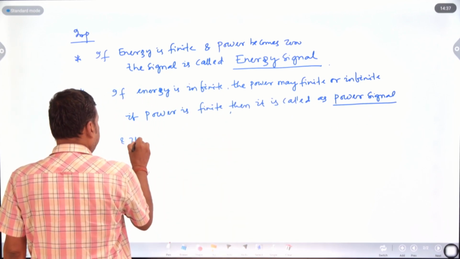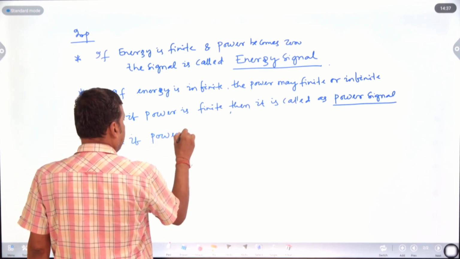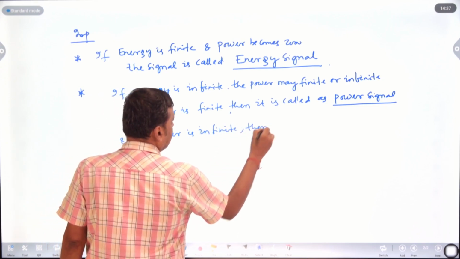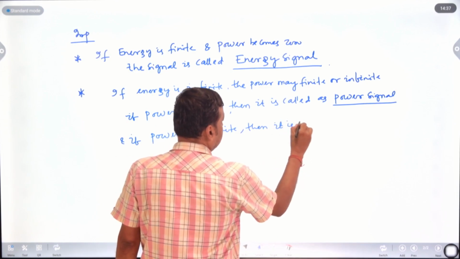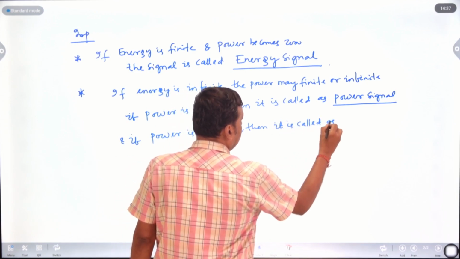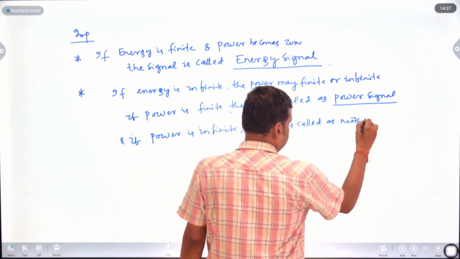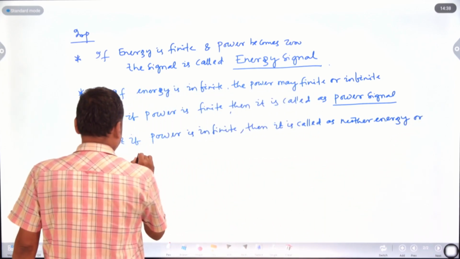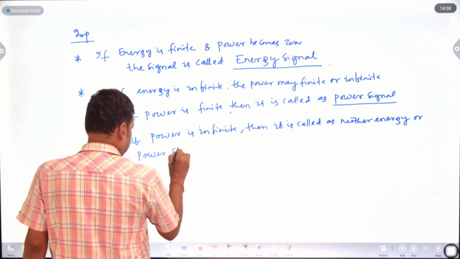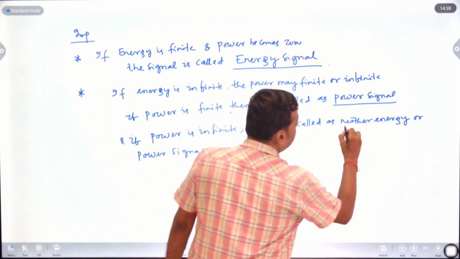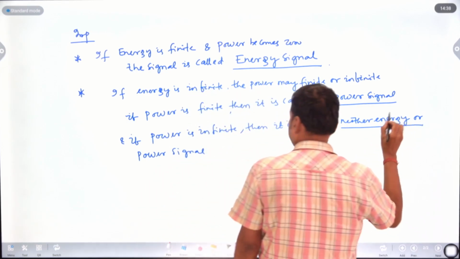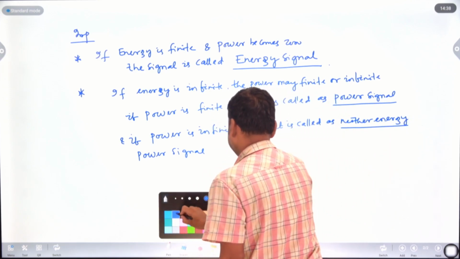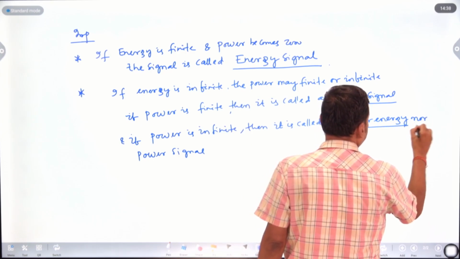And if power is infinite, then it is called neither energy nor power signal.